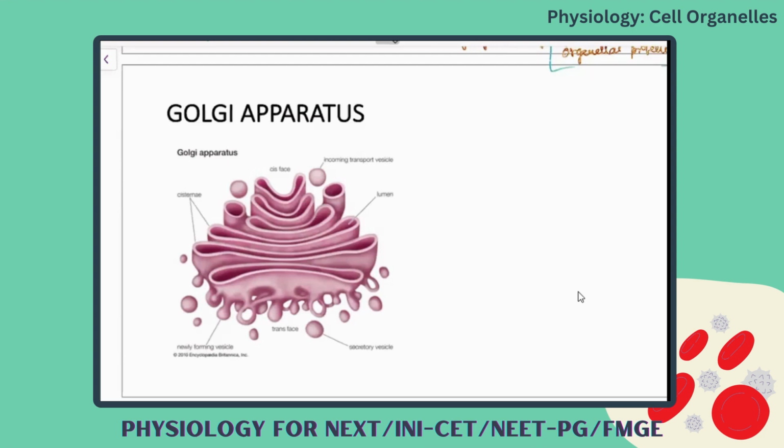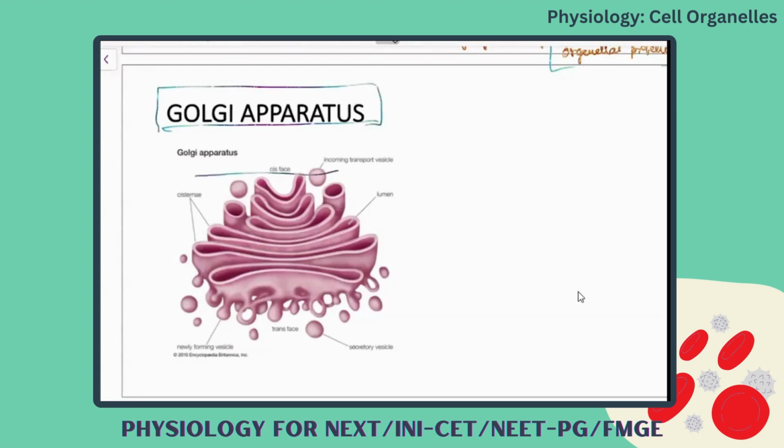So that packing mechanism is mediated by this Golgi apparatus. Whatever the location, whether it is in the small intestine or the neuron or liver or wherever it is, whatever substance is produced by the rough endoplasmic reticulum, that chemical substance will be packed inside a pouch-like structure. That structure is given by this Golgi apparatus.